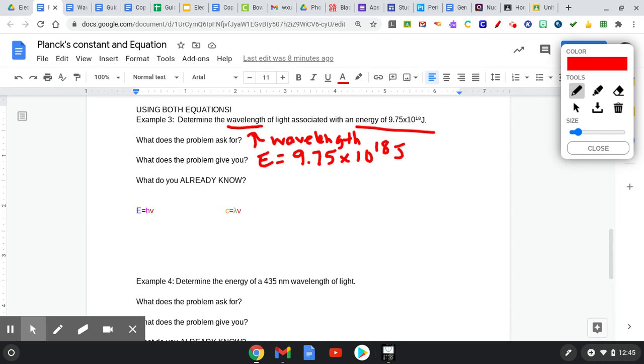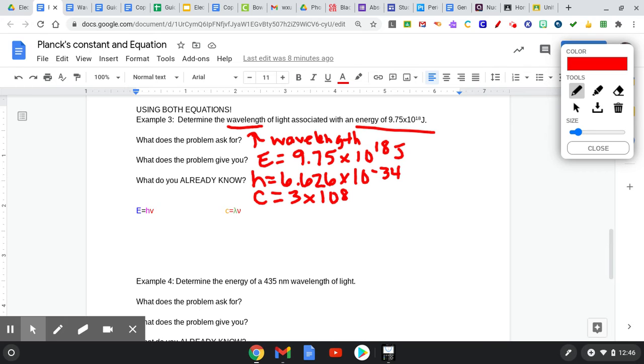Okay, so what do I already know? I already know two things. I know H is 6.626 times 10 to the negative 34. I also know that C is 3 times 10 to the 8th. So those are the things I already know. Now I need to look at my equations.